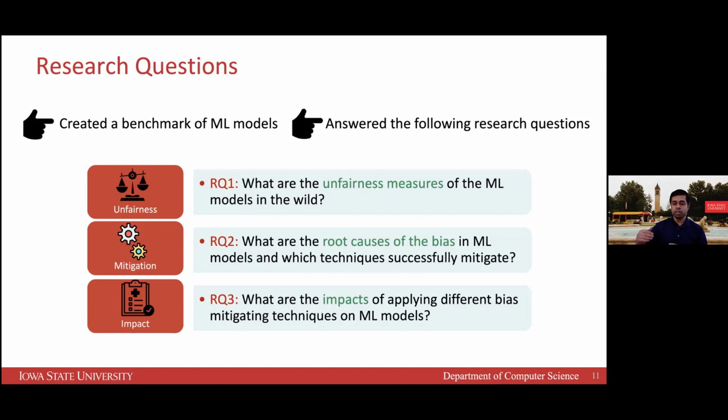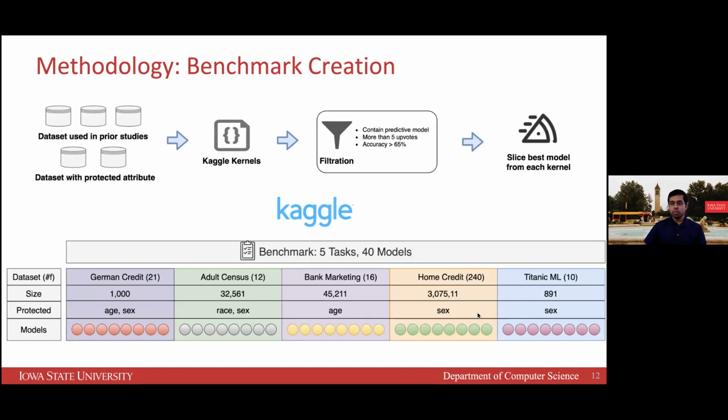This is a common understanding that when the accuracy goes up, the fairness goes low. So we first started with the measures, and then we looked at the root causes, and along with that we tried to apply mitigation techniques available. So we took some off-the-shelf mitigation algorithms and applied them on each of those models. Finally, we looked at the impacts of those mitigation techniques.